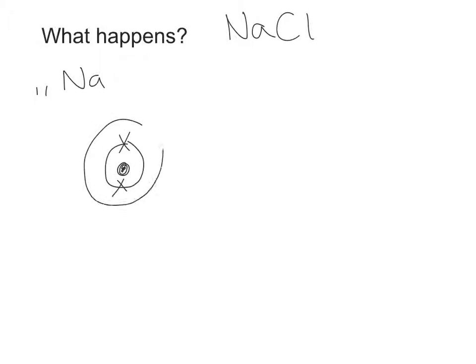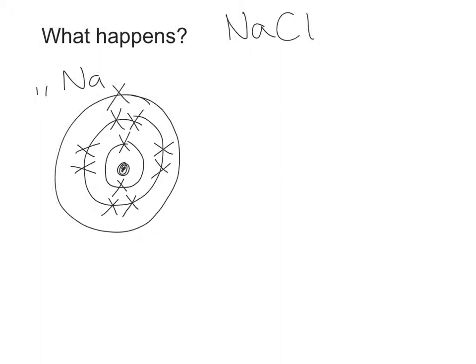So what happens? We're going to have a look at the example of sodium chloride. Sodium is in group 1. It has one electron in its outer shell. And it's these electrons that are in the outer shell that we are most concerned with regards to ionic bonding. So it has 11 electrons, 2 in the first shell, 8 in the next shell, and 1 in the final shell. So that's sodium.